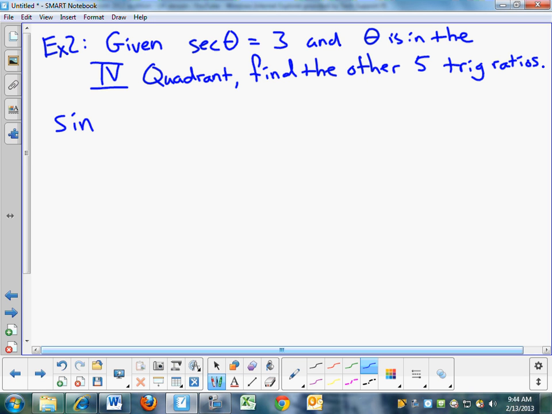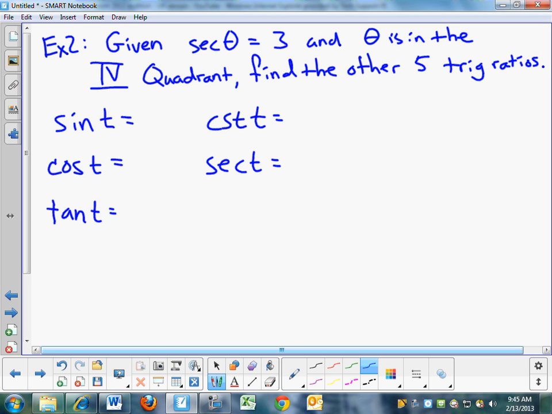All right. So I wrote theta. Might as well be t. Sorry. So sine of t, cosine of t. Doesn't matter. Theta or t. Use whatever you want right now. Tangent of t. Then we have, what else? Cosecant, secant, and cotangent.